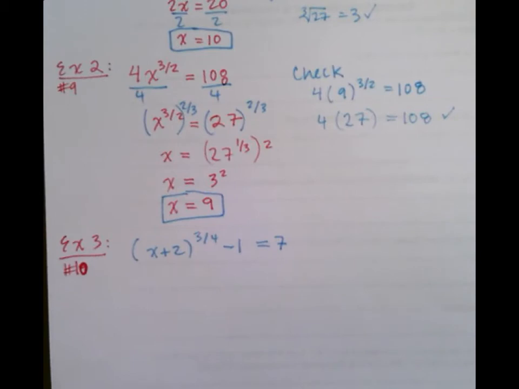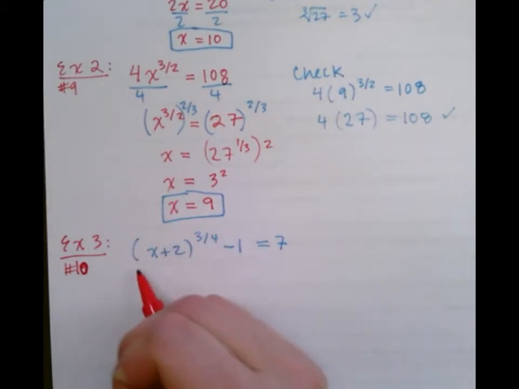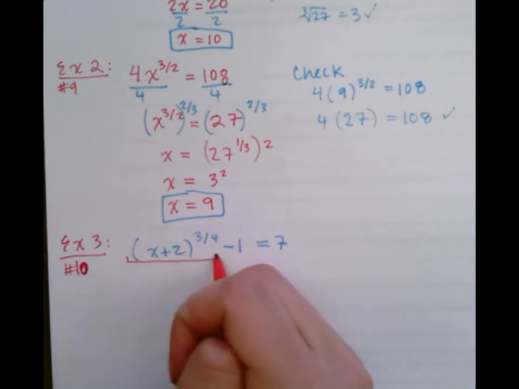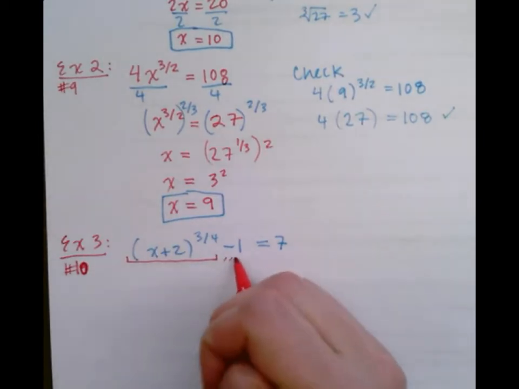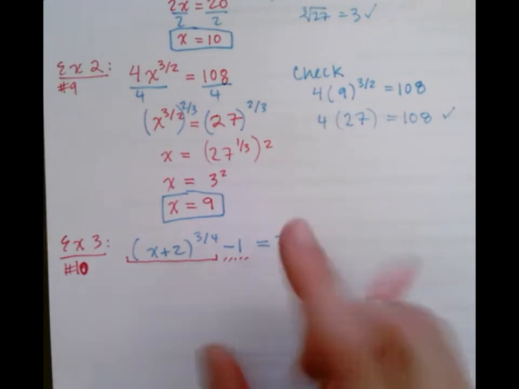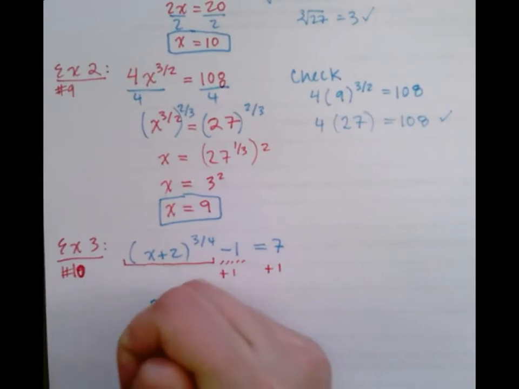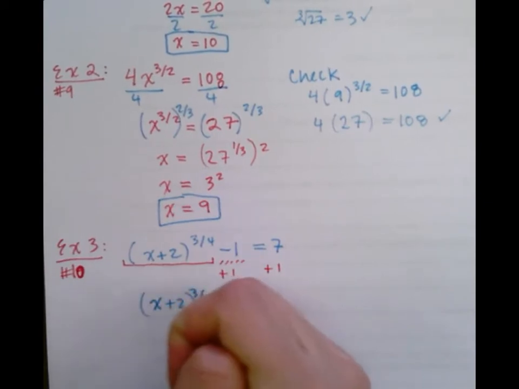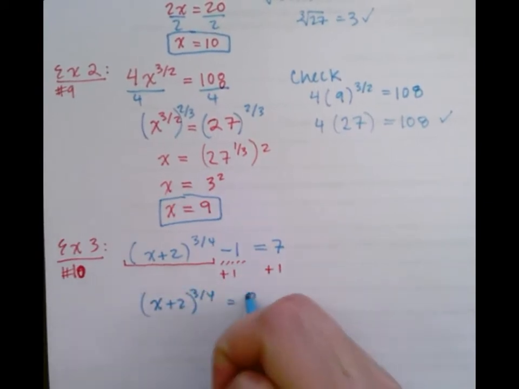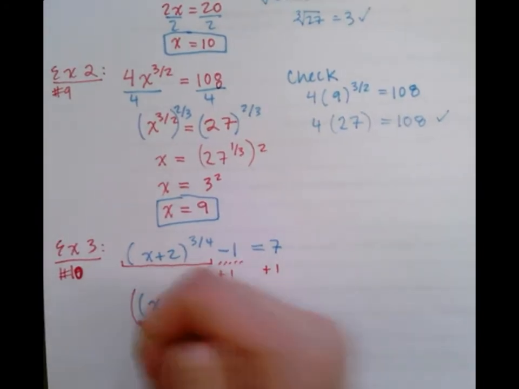Okay, so in this problem, I don't have the radical or the rational exponent piece by itself, right? So the rational exponent piece is that, and right now there's this 1 on the same side of it. I'd like to move that 1 over to the other side first by adding it. And now I have (x + 2)^(3/4) is equal to 8. From there, now I'm going to cancel out the 3/4.